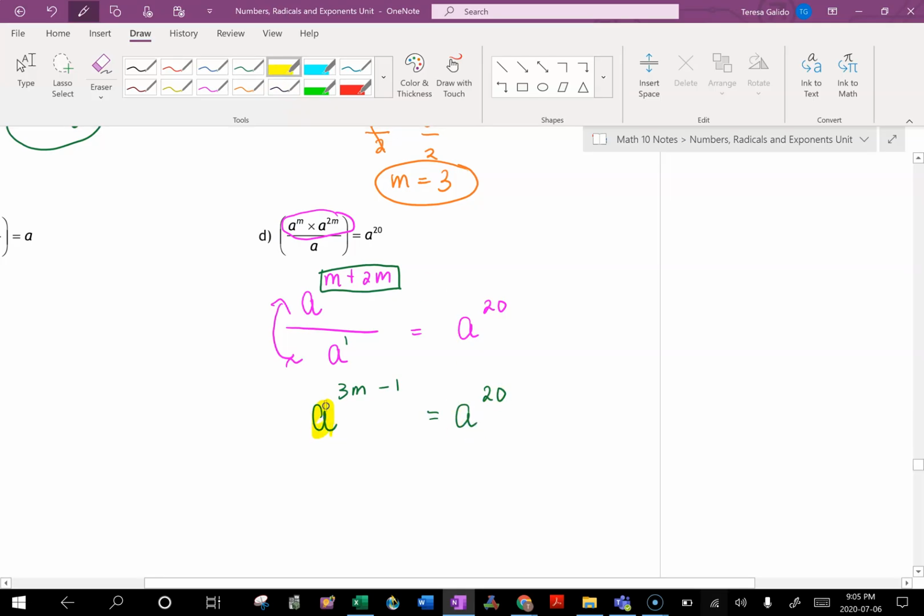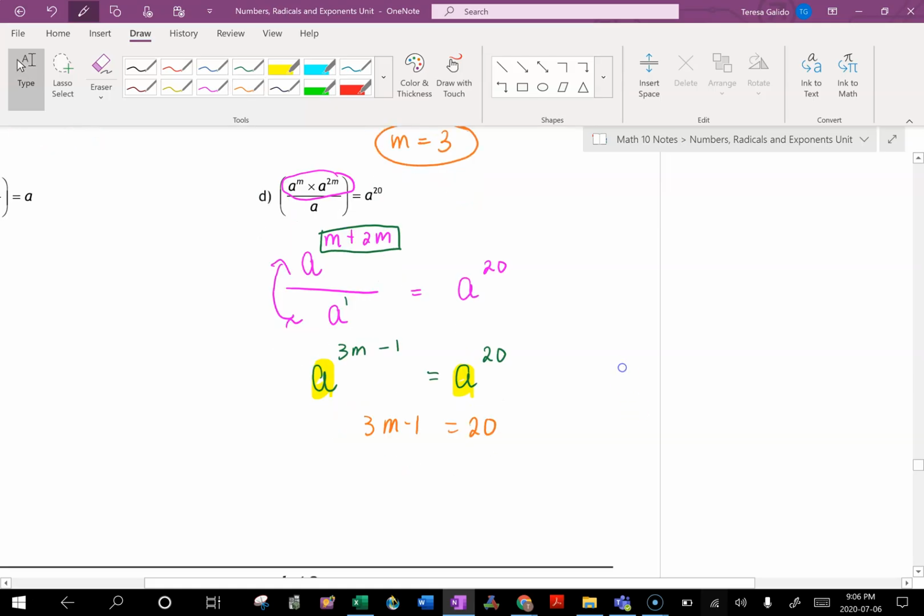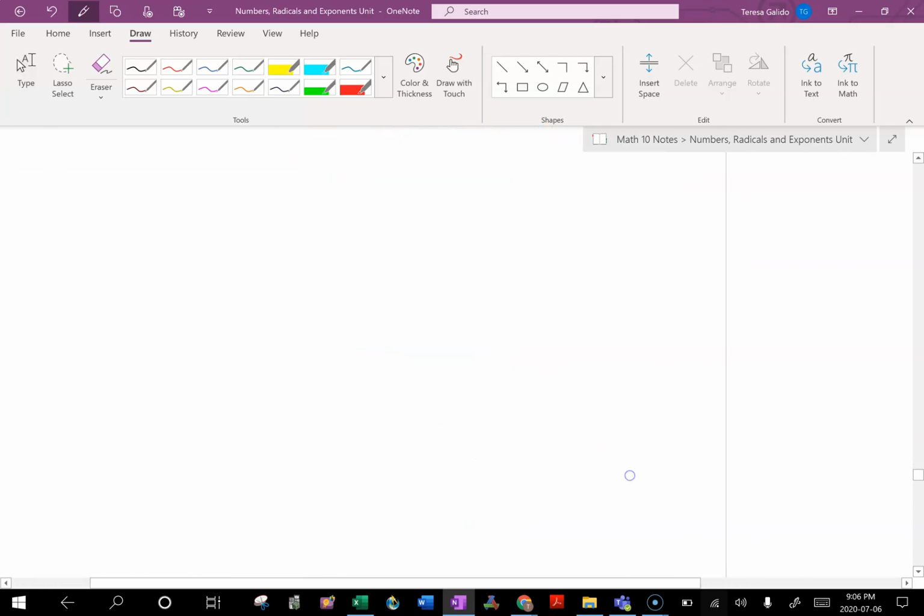And now that they're both a here, we can just say that 3m minus 1 is the same as 20. Add 1 on both sides, and 3m is equal to 21. Divide both sides by 3, m is equal to 7. So that ends our exponent laws part 1. We're going to move on to exponent laws part 2 in the next lesson.